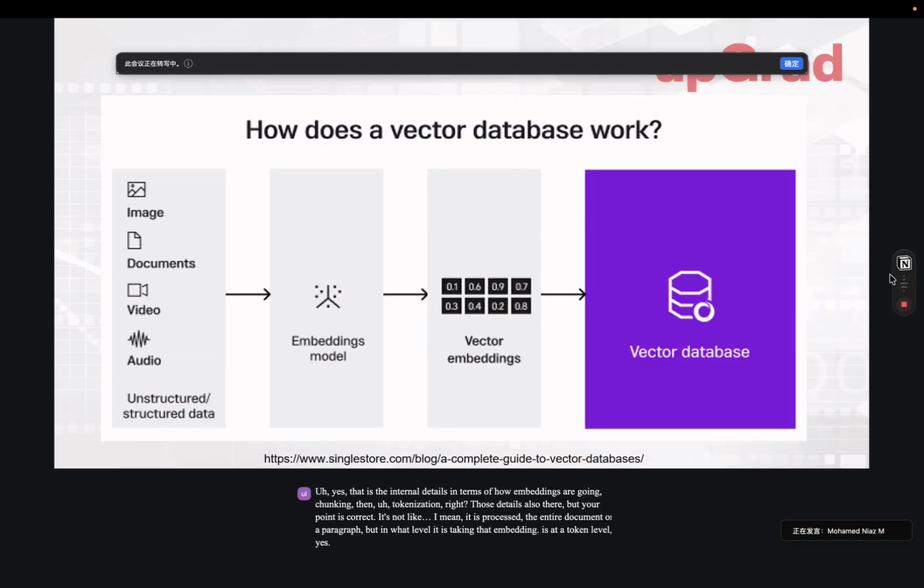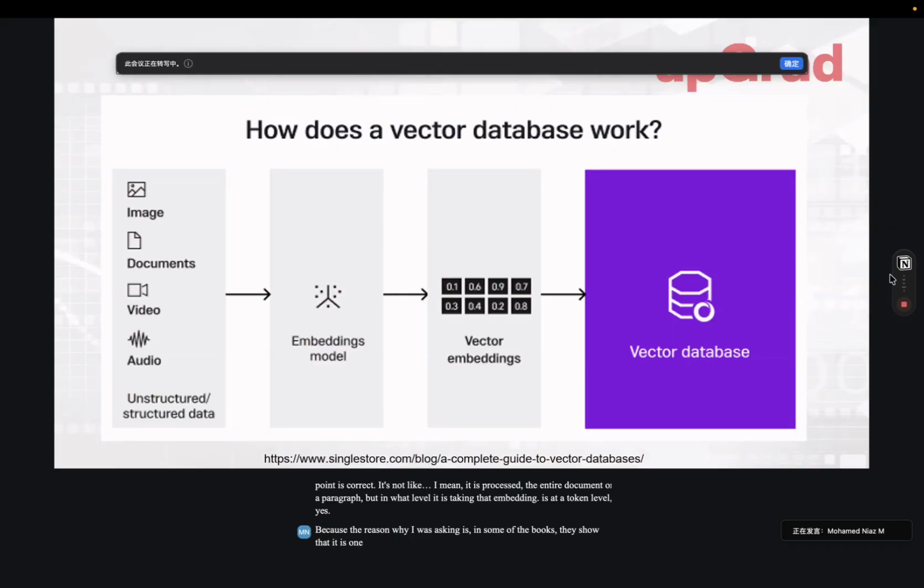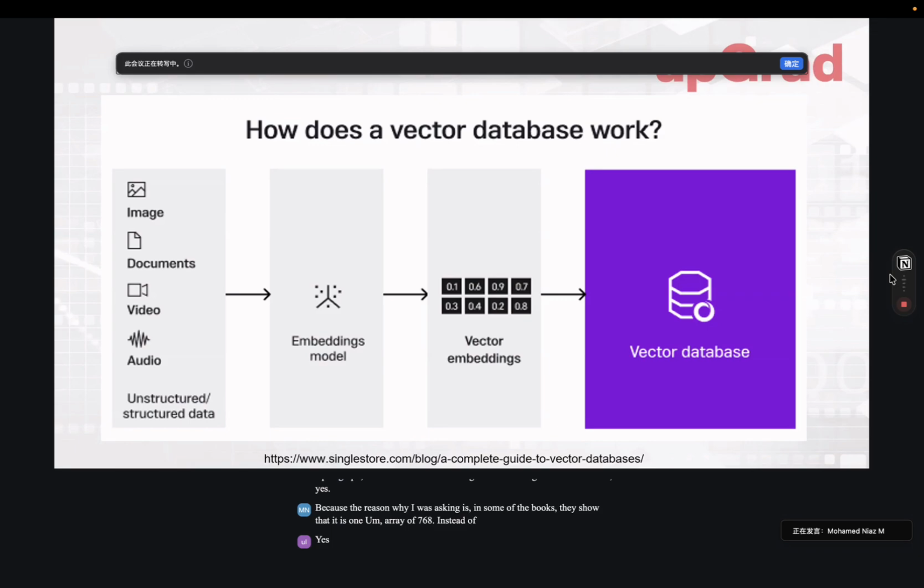Yes. The reason I was asking is that in some of the books, they show it as one array of 768 dimensions instead of independent ones. So that's why I was confused. Yes, I understand your confusion as well.